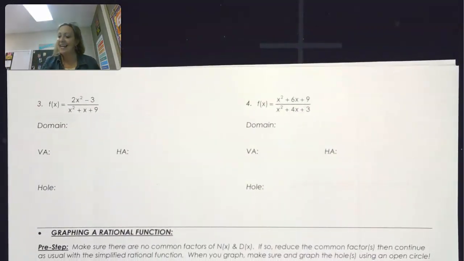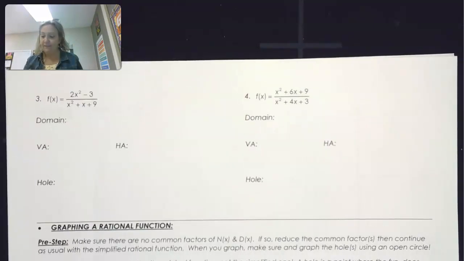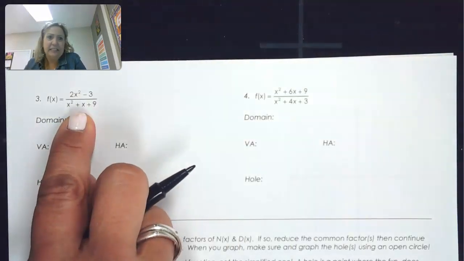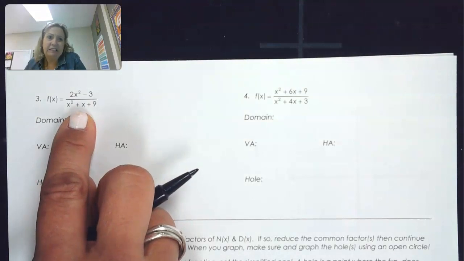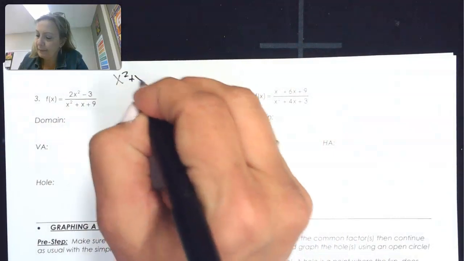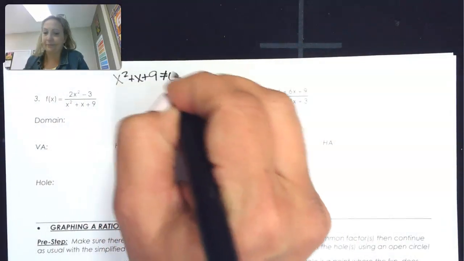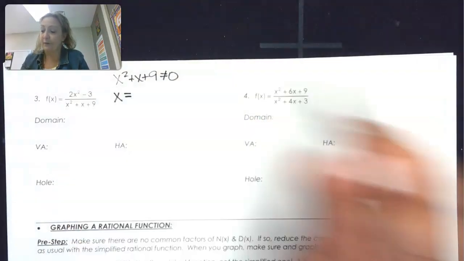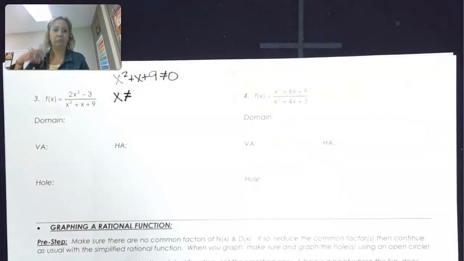All right. Next, we have f of x equals 2x squared minus 3, over x squared plus x plus 9. So if we look to find our domain, we would want to think about our denominator. If I try to factor this, I don't really have a lot of luck. Okay, so I want x squared plus x plus 9 to not equal 0.